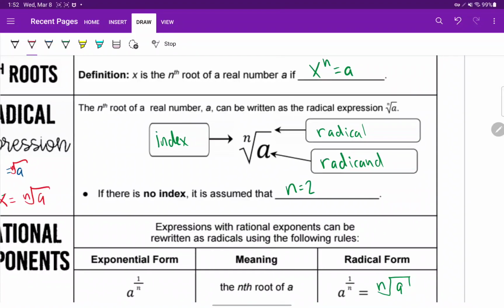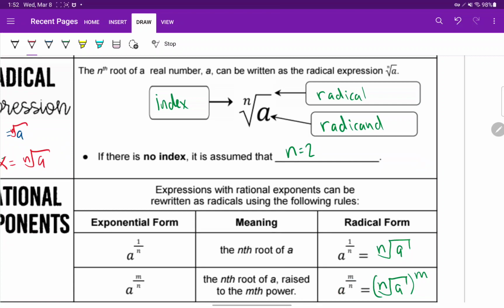Now, when we look at this radical here, the n is called the index. It's the root of the radical. Then that sign that most people call square root is actually called the radical sign. And then the a is inside the radical, which we call the radicand. If there is no index, it is assumed that n is equal to 2.